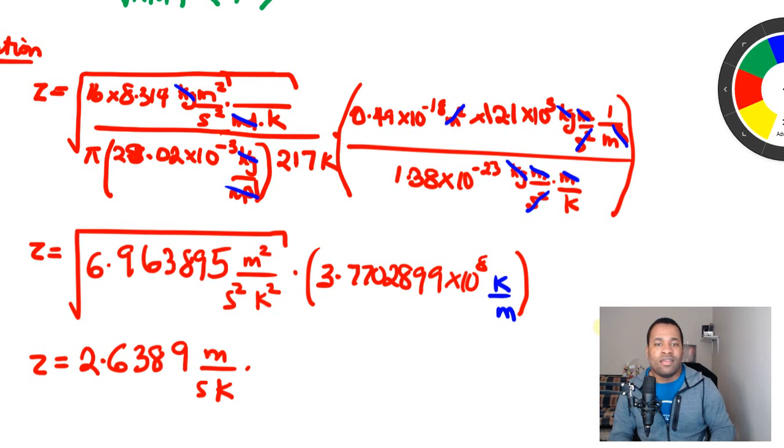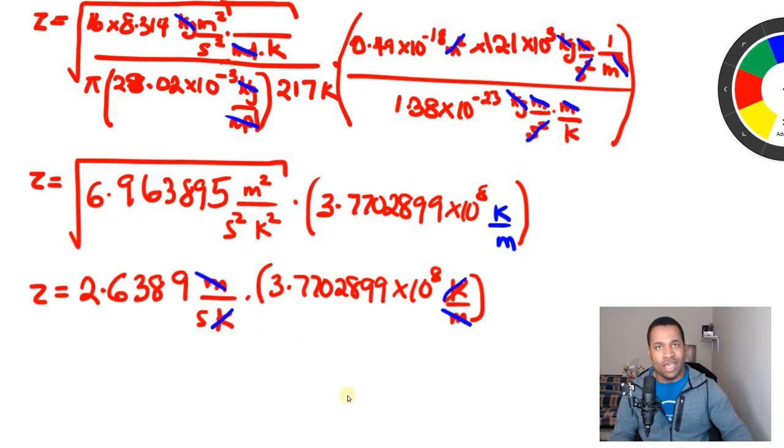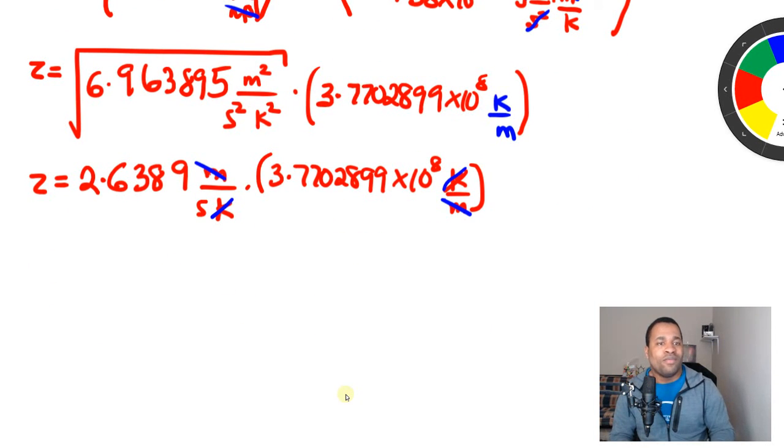And this is multiplied by, in this case, 3.7702899 times 10 to the 8. Take note that this is actually measured in kelvins per meter. Therefore, we're going to cancel out various things, like for example our kelvins. Let's change the color. Yes, our kelvins cancels and our meters cancels, and we're left with our units to be in seconds to the power of negative 1. So in this case here, for our collision frequency, we're able to not only get our answer but also derive the unit.